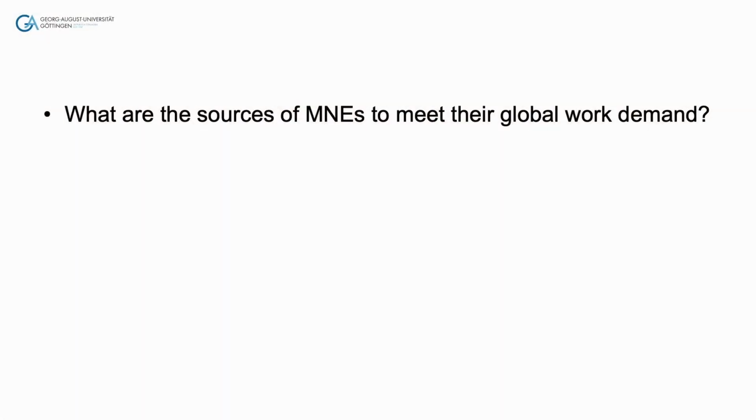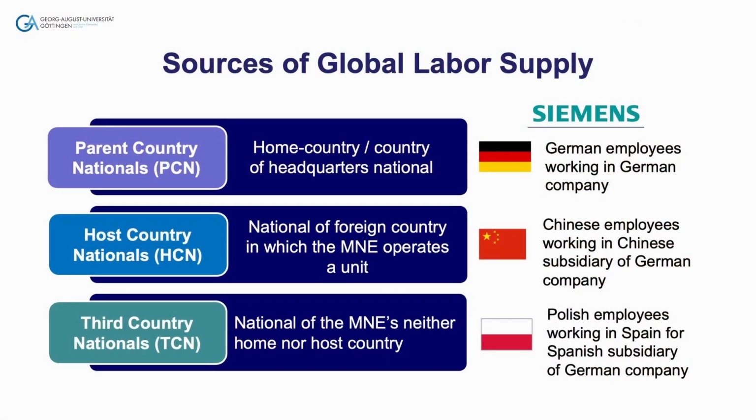Sources of global supply. The guiding question here would be: what are the sources of multinational corporations to meet their global work demand? We talked in general, we gave you some general factors, the influence factors, country level factors. Here we rather look at the employees or future employees or job candidates. We can distinguish here based on nationality.